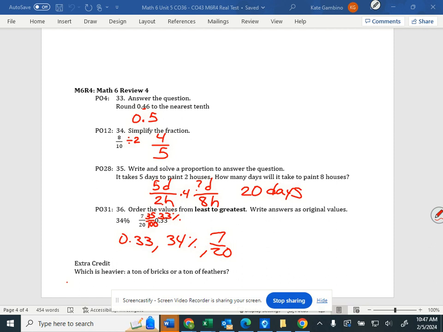And which is heavier, a ton of bricks or a ton of feathers? A ton is a ton is a ton. Doesn't matter what we're all putting in to make that ton. They're the same. So they're even. Not one is heavier than the other. The ton weighs the same as a ton. Ton of puppies, ton of trees, ton of feathers, ton of bricks. They're all a ton. They weigh the same amount.